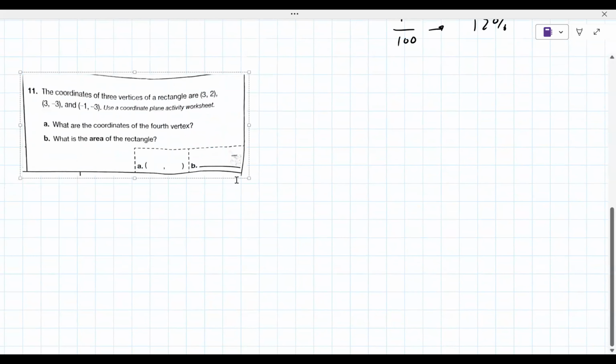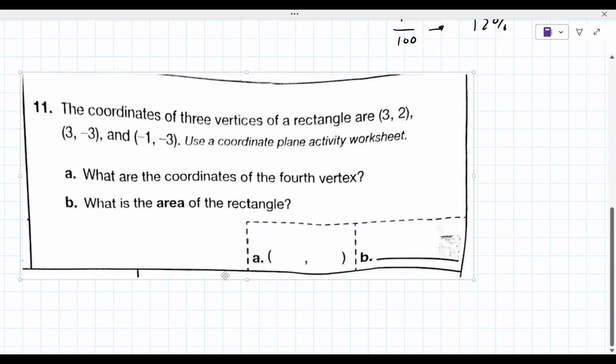All right, so for this problem, it really would help to graph it. Do you have any graph paper? No. Okay, so let me quickly graph this for you. I'll snip this in and we can maybe figure out the rest of it.